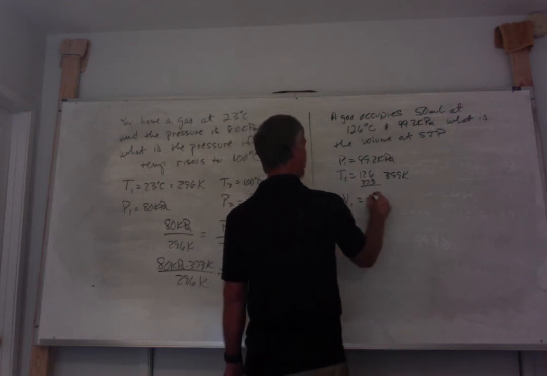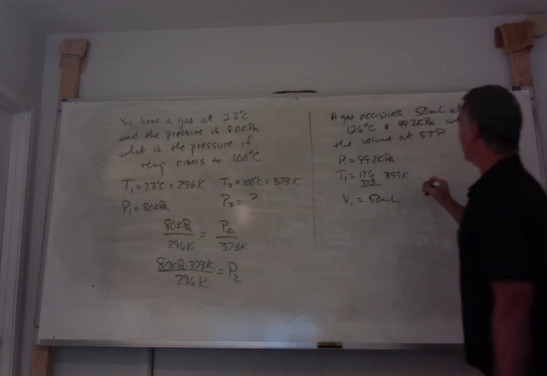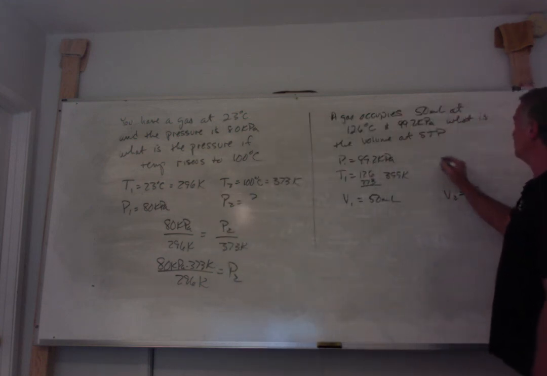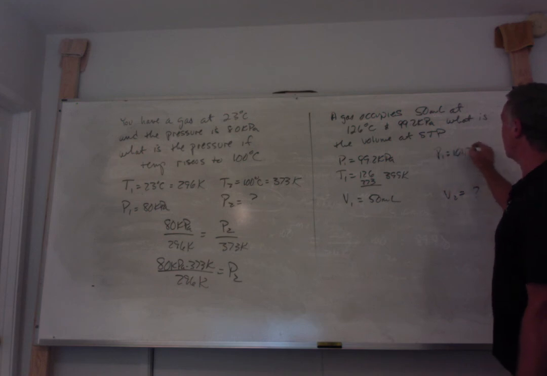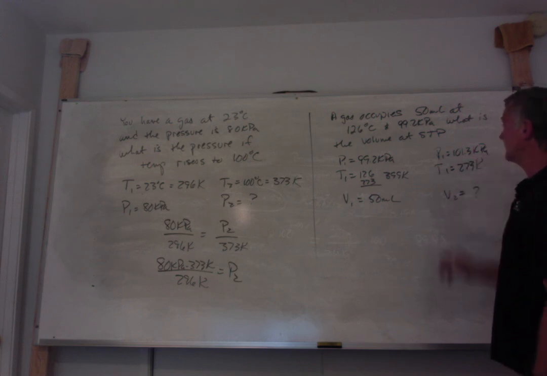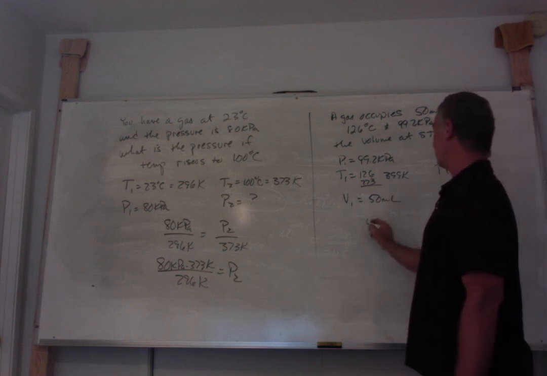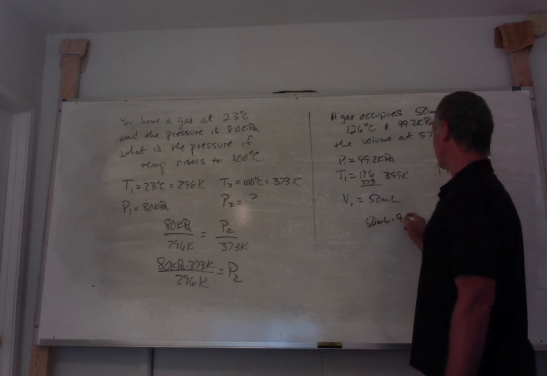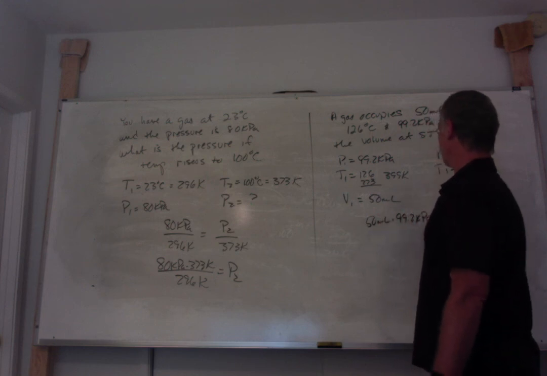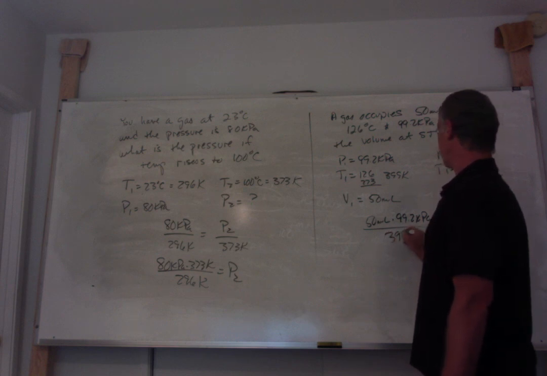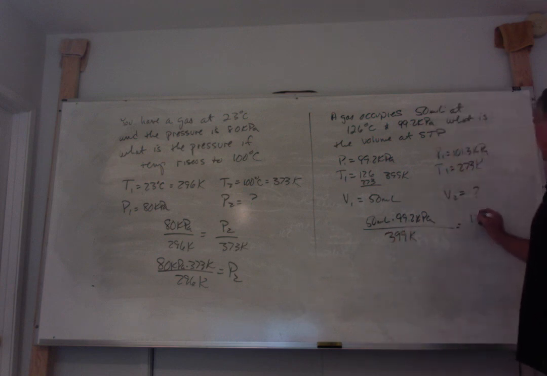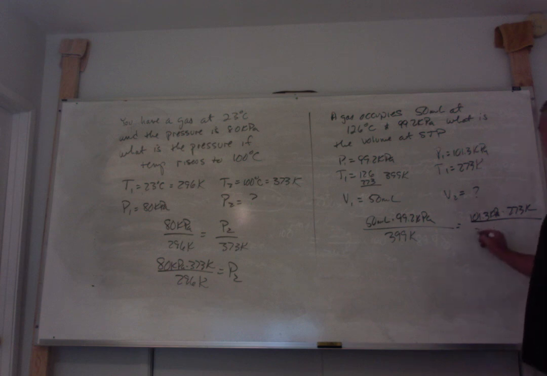V1 is 50 milliliters. And over here, we're looking for V2. P2 is 101.3, and T2 is 273 Kelvin. So setting it up, we're going to have 50 times 99.2 over 399 Kelvin is equal to 101.3 times V2 over 273 Kelvin, 273 Kelvin on the bottom, I apologize, and V2 on the top.